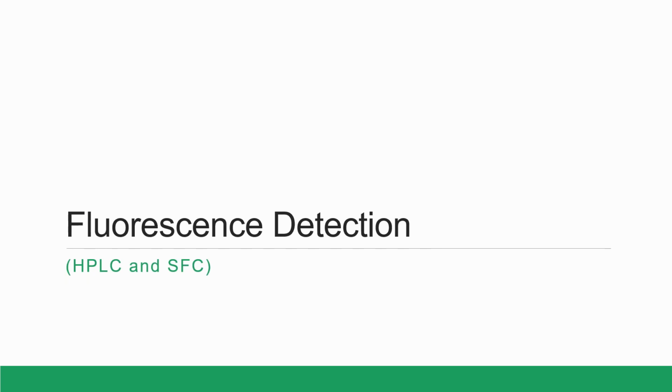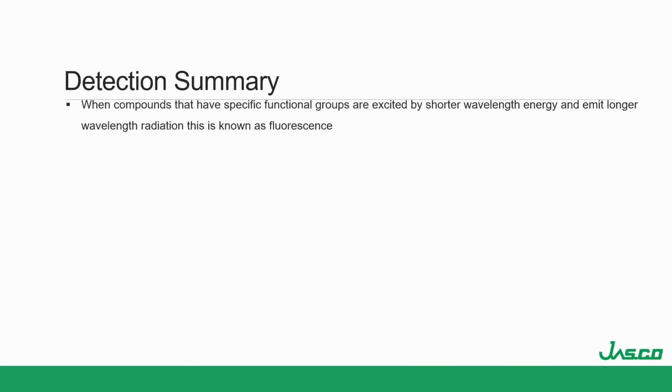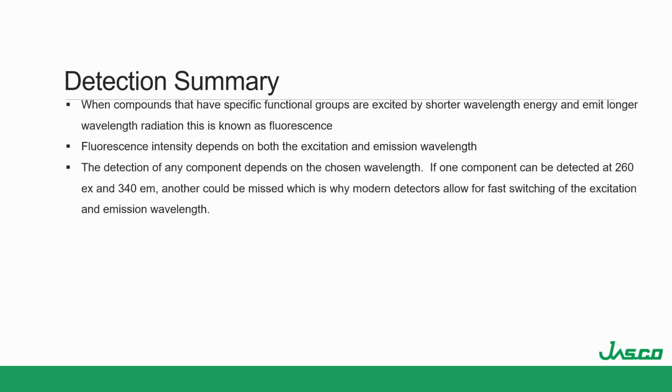On to fluorescence detection. Now, fluorescence detection can be used for both HPLC and SFC, and JASCO is the only one that offers it in the SFC realm. The detection summary: when compounds have certain functional groups that can be excited by shorter wavelength energy and emit longer wavelength radiation, this is known as fluorescence. The fluorescence intensity depends on both excitation and emission wavelengths. The detection of any component depends on the chosen wavelength.